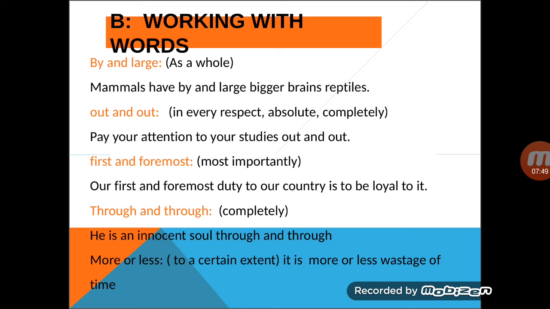The next is first and foremost. It means most importantly. The thing is more important than many other things, so most importantly, first and foremost. Our first and foremost duty to our country is to be loyal to it. We need to be loyal to our country. If we are loyal to our country, definitely other matters will be solved so easily. So our first and foremost objective is to be loyal to our country.